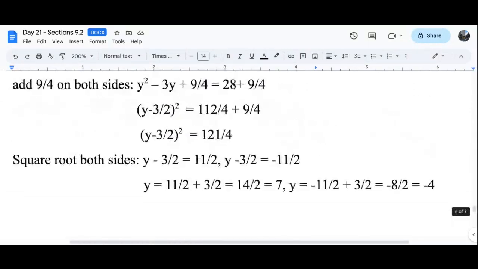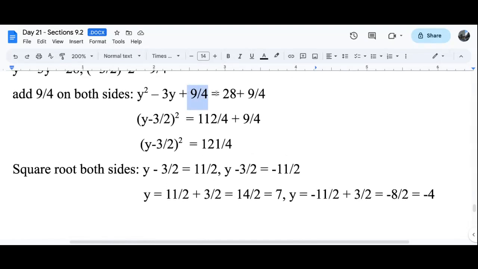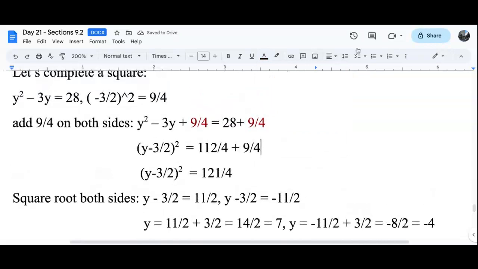Should I give you one to try? Or do you want to try it on the homework on Open Math? Can you revisit the plus 9 over 4 on both sides? Sure, of course. Okay. You mean this one, right?